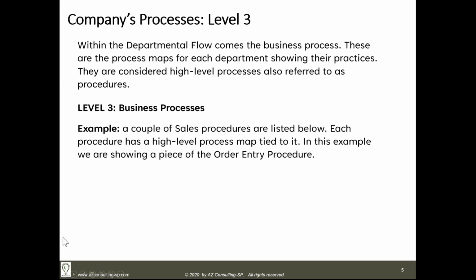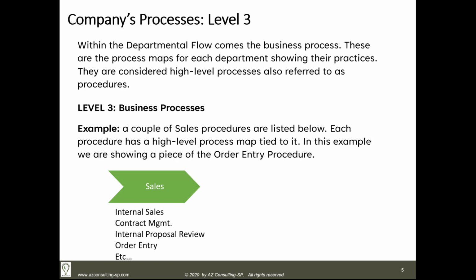So let's go into the NPI group, and we'll take the sales department and we'll list a couple of the procedures that would be in that department.